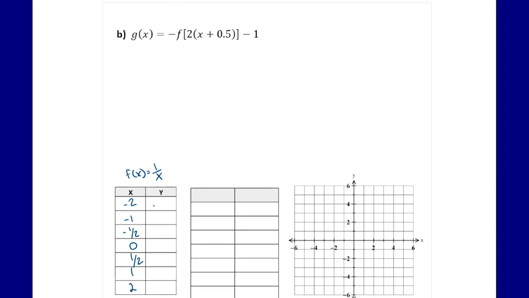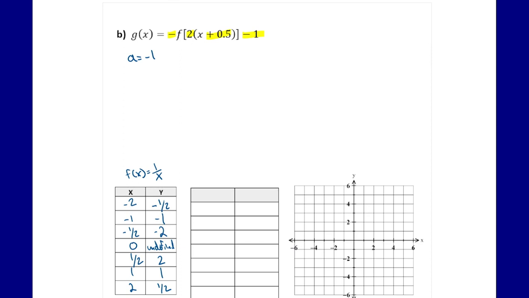We have -1/2, -1, -2, undefined, 2, 1, 1/2. And now I can go through and list my transformations. I see a negative out front, I see a 2, the plus 0.5, and a -1. So quite a few transformations here.